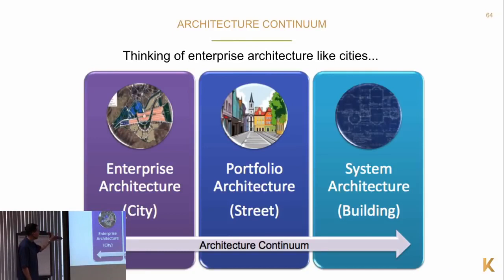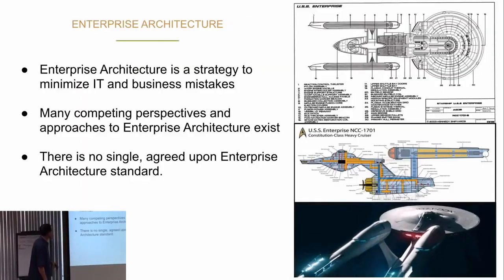When you think in terms of enterprise frameworks like cities, think of enterprise architecture as a city, portfolio architecture as a street, system architecture as the building. Okay, so kind of the architectural continuum. That's one way of framing this.